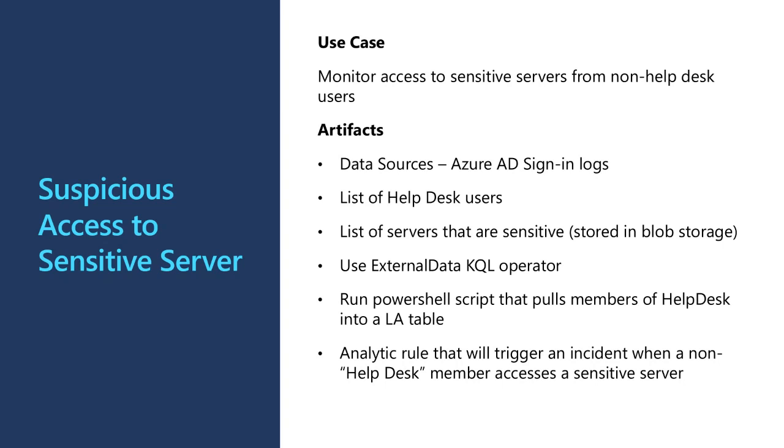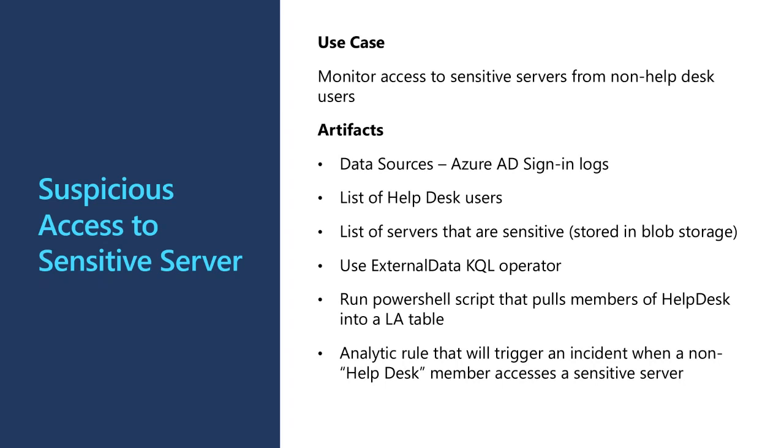So it's basically the servers that are providing new certification keys that we care about. And help desk users are the only ones that should be allowed to access them. So we're going to have a list of help desk users. Now I could use my AD group that I've already provided in an earlier example, but I'm going to give you another way of pulling information into Azure Sentinel using a PowerShell script. And then the second thing is I need to provide a list of servers that are sensitive.